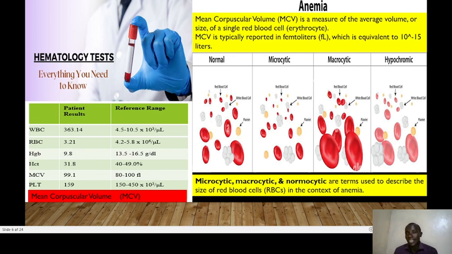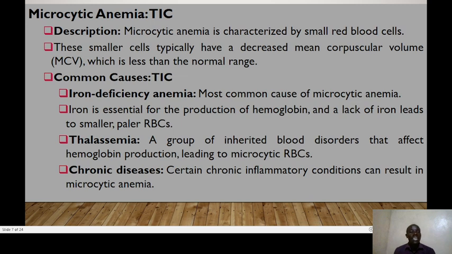So the mean corpuscular volume is a measure of the average volume or the size of a single red blood cell. The MCV is typically reported in femtoliters, abbreviated as fL, which is equivalent to 10 raised to the power of negative 15 liters. Microcytic, macrocytic, and normocytic are terms used to describe the size of the red blood cells. The first one is microcytic anemia, which is characterized by small red blood cells, and these smaller cells typically have a decreased mean corpuscular volume, which is normally less than 80.